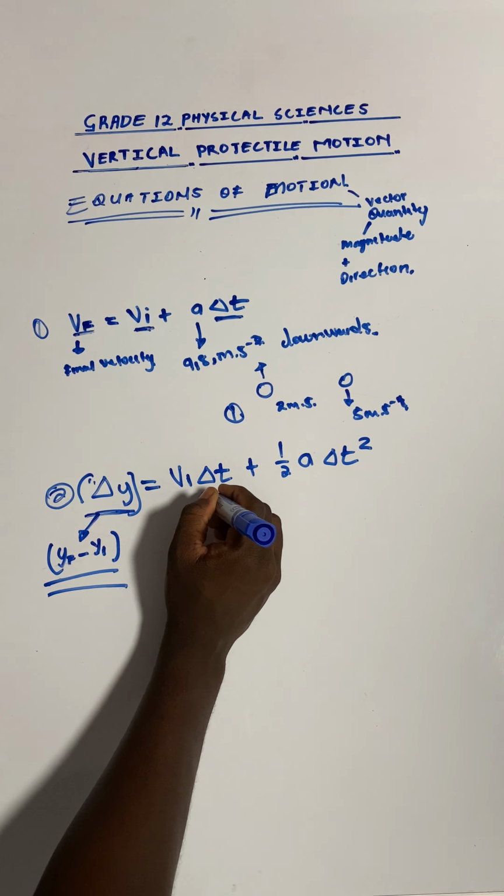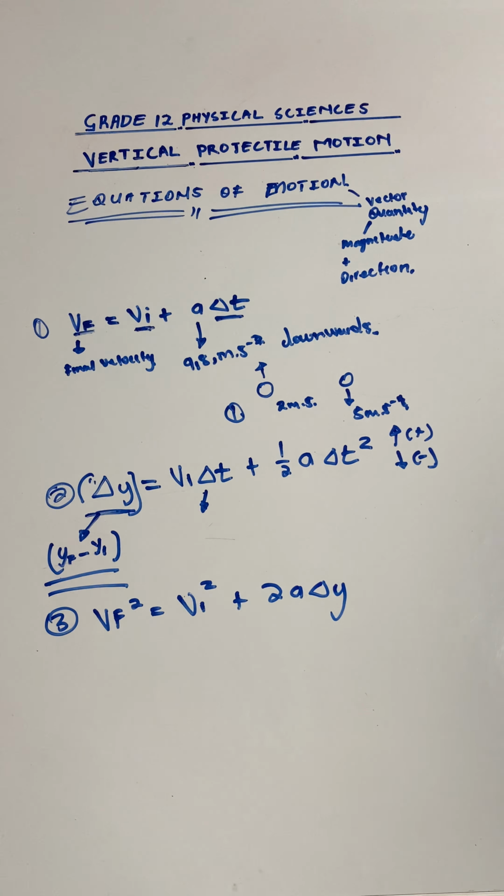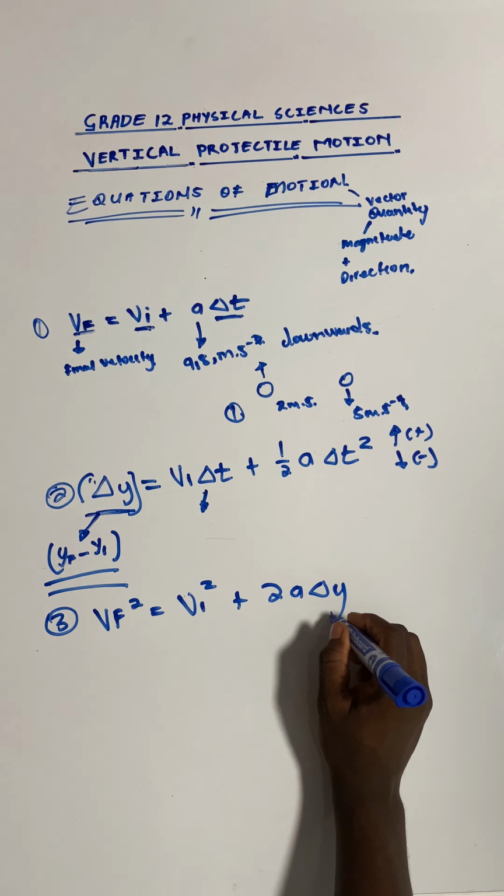Going on to the third equation of motion, that is the one that says the final velocity squared equals the initial velocity squared plus 2a change in y. You can see that we are still dealing with the vertical direction here, which is change in y. Please don't use change in x, because then you'd be referring to horizontal displacement. Please be a physicist and try to be as accurate as possible. Your answer might be correct, but please make sure you use your change in y. That is very important.